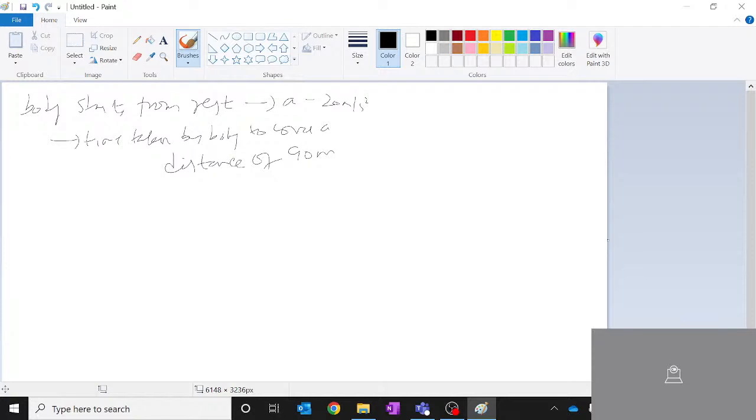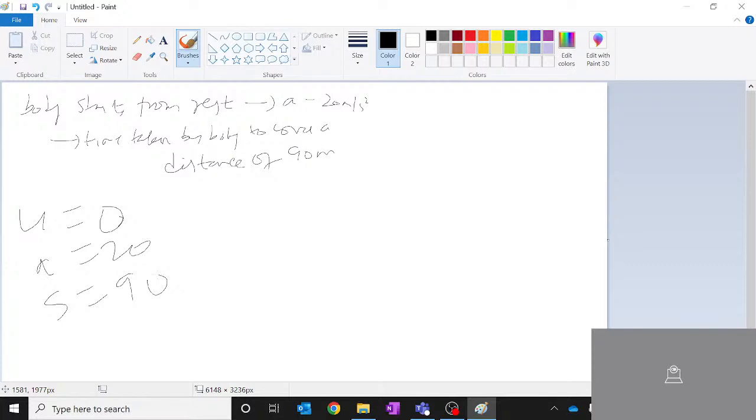Okay. You only have three parameters. When I say the body starts from rest, that means your u, the initial velocity, is 0. Correct? Initial velocity is 0. Then a is nothing but 20. Then s is nothing but 90.